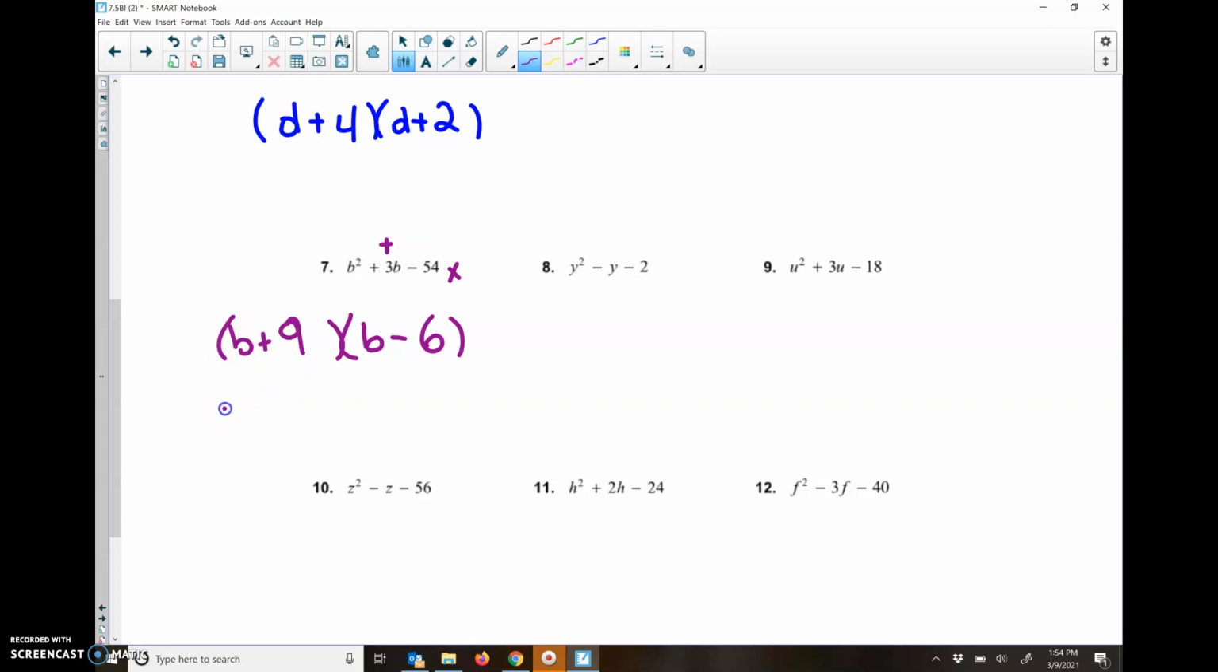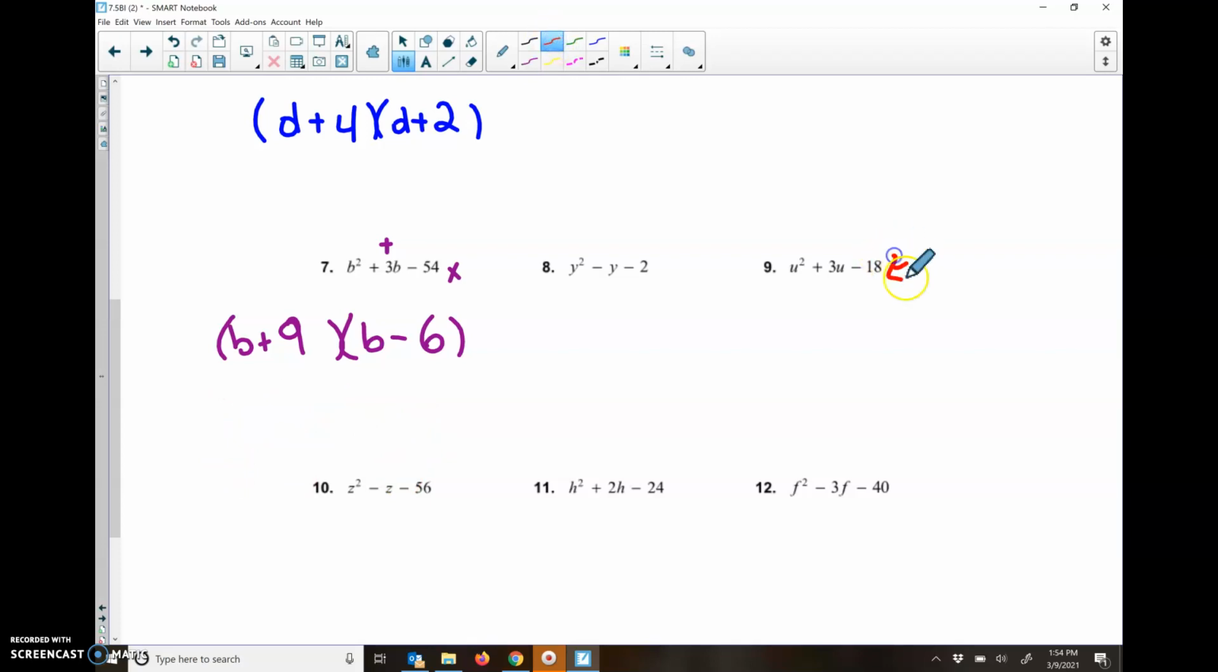You could rewrite it and do like b minus 6 here and b plus 9 here. That doesn't matter, as long as the positive sign goes with the 9 and the negative sign goes with the 6. But it doesn't matter which one comes first, as long as the signs are there with it. All right, let's look at number 9.